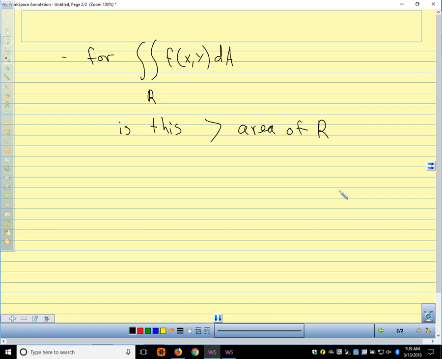It's not in the same units. That's like volume, and the area is measured in squares. So in magnitude, can that double integral be greater than the magnitude of the region? Unless k is less than 1, but greater than 0. So is this always, sometimes, or never? Sometimes.